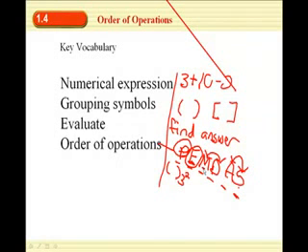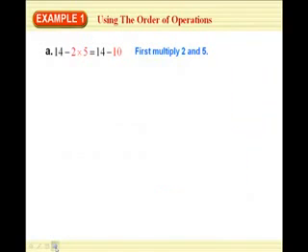Just because the M is first doesn't mean you do all multiplying. You do all the multiplying and dividing from left to right as you come to it. And then the same thing with the addition and the subtraction. As you come to it, you do that in order. So if you come to a subtraction problem before the addition problem, you would go ahead and do the subtraction first. That's what those arrows mean, that those are interchangeable. So as far as the vocabulary, let's go on.